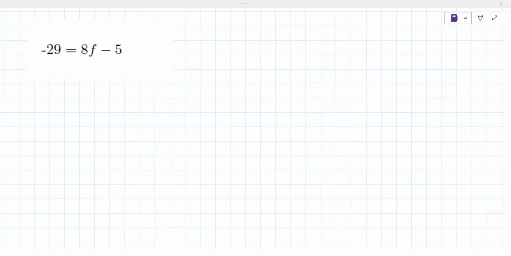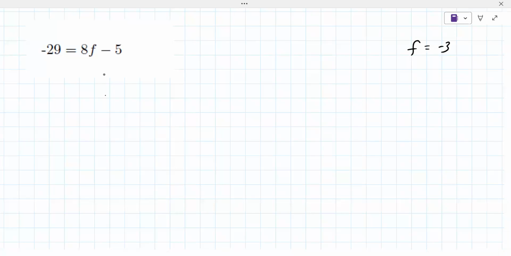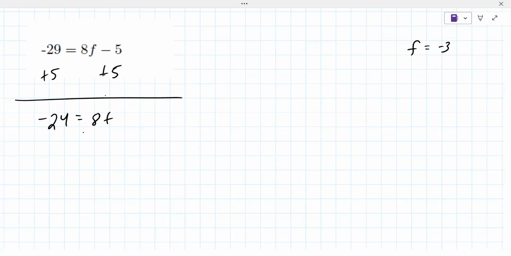Okay, I got f equals -3. All right, yes, you add 5 to both sides. -24 equals 8f, divide by 8, f equals -3. Very good. So you're getting a sense of these problem sets that we're going to do.